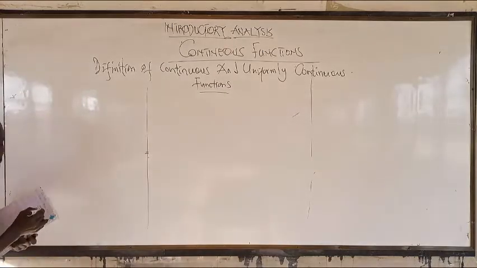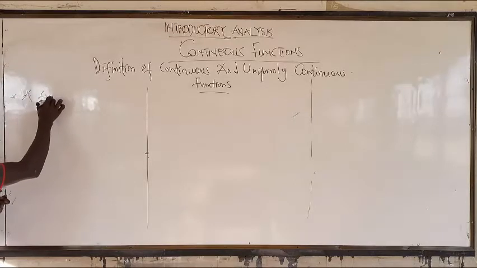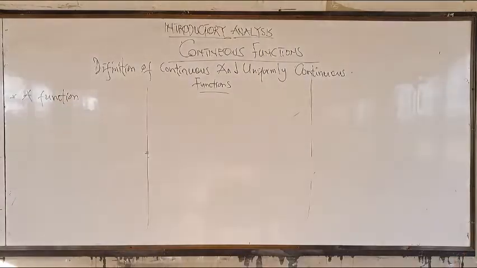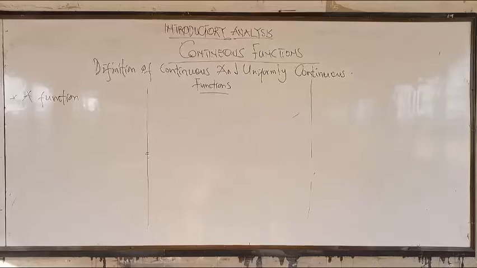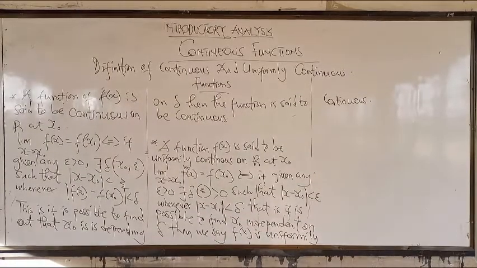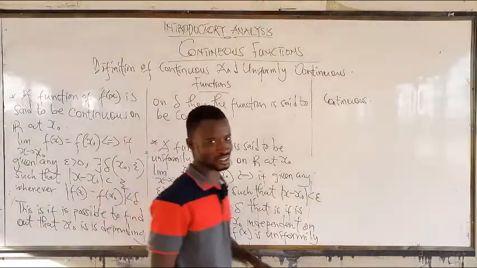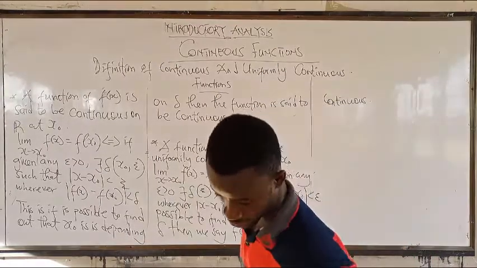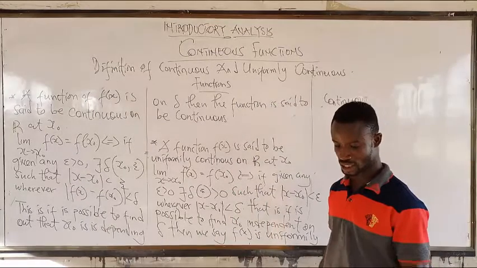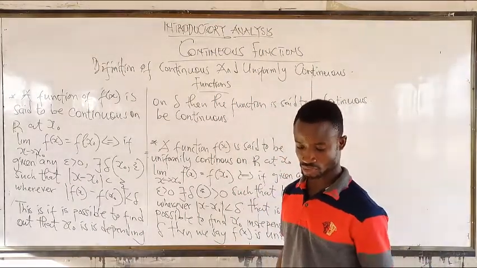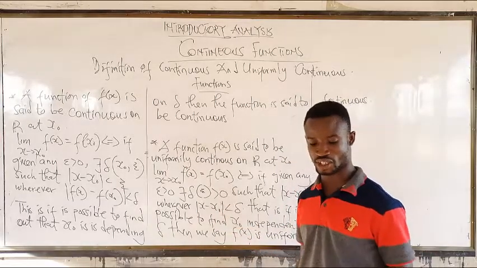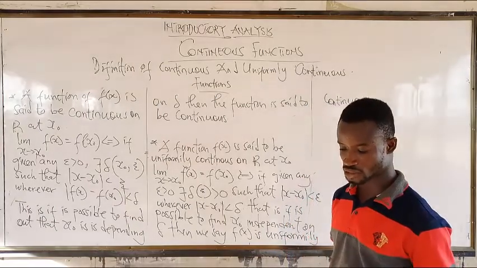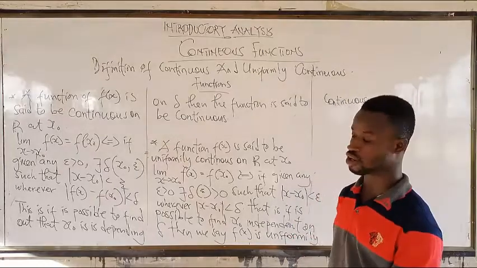So the first one, a function. Alright. So these are the two conditions. This is for examination. So anytime you are asked to state the definition of continuity and uniform continuity of a function f, and prove that, it depends on the question. It's continuous on R, but not uniformly continuous on R. So that's what you did.